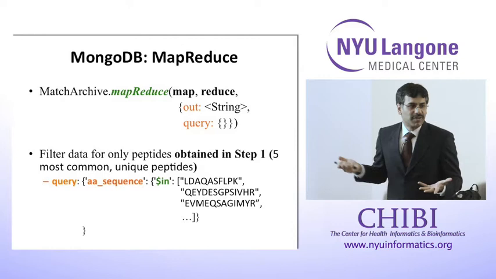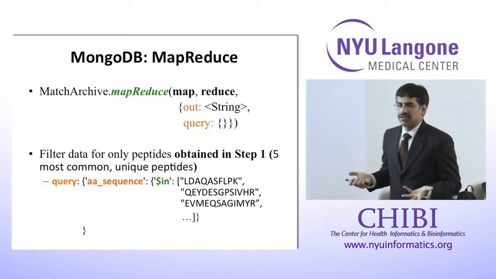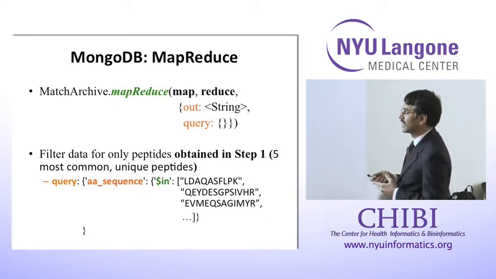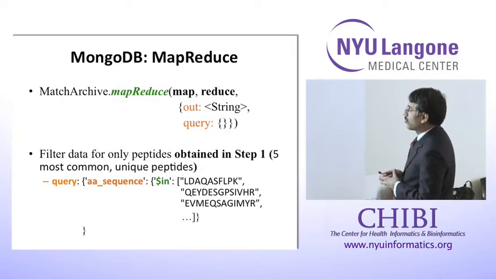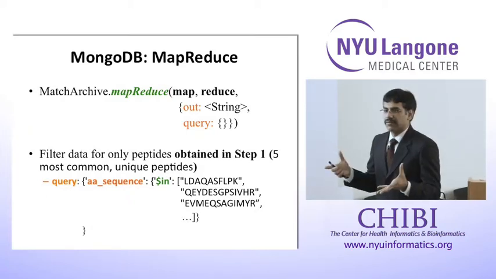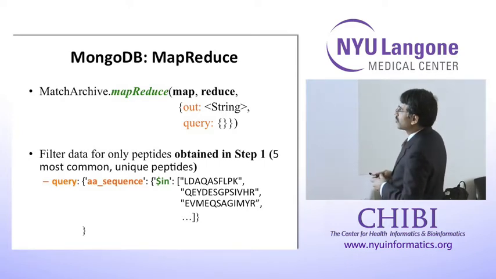MapReduce, it's a native implementation within Mongo. This is the MapReduce command. We first give it the name of the collection that we want to apply MapReduce on. That's our match archive that has all the information about peptide and spectrum matches. We also provide it the 2 functions, map and reduce, which will do all the operations, all the computations, all the logic. Okay? And then there are some extra things.